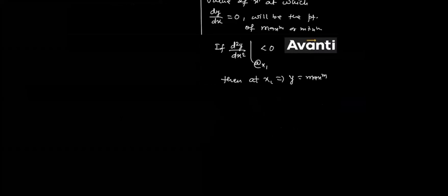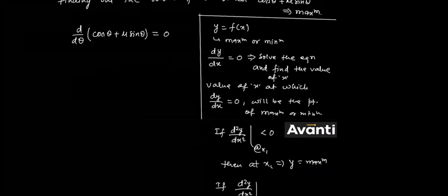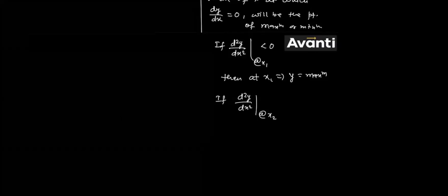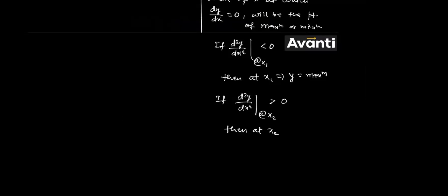Okay? Or if d2y by dx square, after differentiating y with respect to x twice, at x2, some other value of x from this set. When you have solved the equation, let us say you have got 3 values of x, x1, x2, x3, or 4 values, or 2 values, x1, x2. So consider if d2y by dx square at x2 is greater than 0, then at x2, y will be minimum.